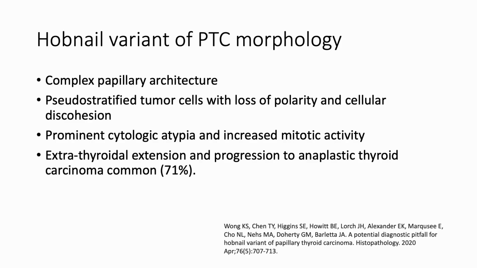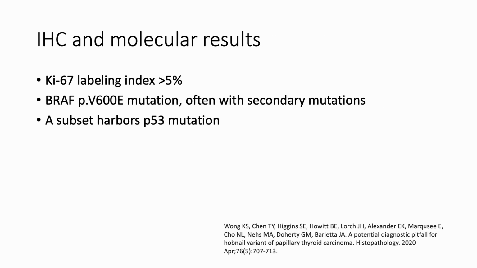In addition, a significant subset of tumors show extrathyroidal extension. Progression to anaplastic thyroid carcinoma is common. Ki67 labeling index is more than 5% in the tumor cells. All tumors harbor BRAF mutation, often with secondary mutations such as TERT promoter mutation. A subset of cases have p53 mutation, which can be detected by p53 immunohistochemical stain.